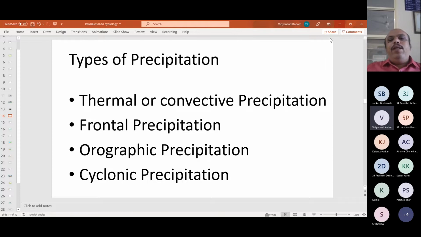So here we came to know that the wind plays an important role in precipitation. Based on the role of wind in lifting the air masses to higher altitude, these are the types of precipitation. One is thermal or convective precipitation. Second is known as frontal precipitation. Third is known as orographic precipitation, and fourth is known as cyclonic precipitation. Now we will discuss all these one by one.